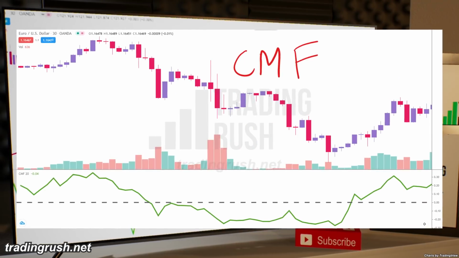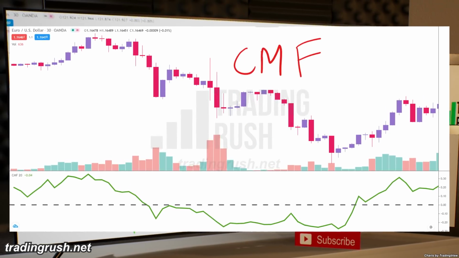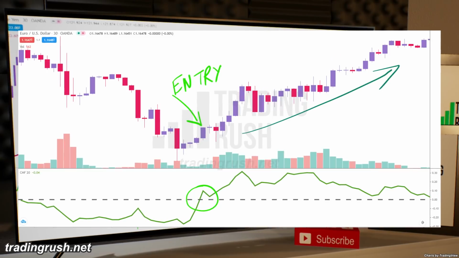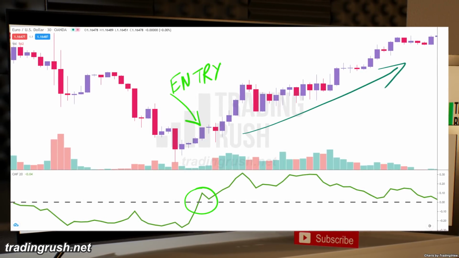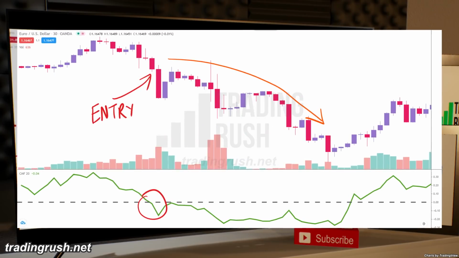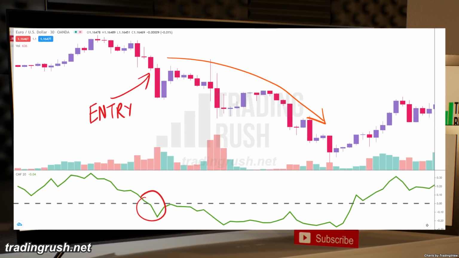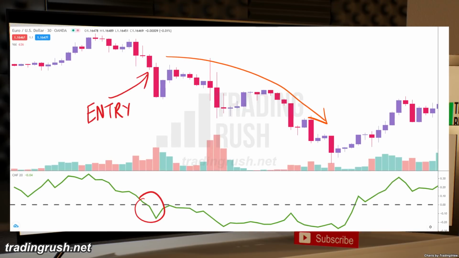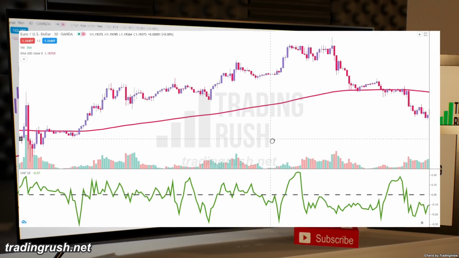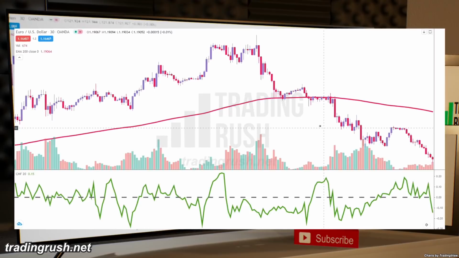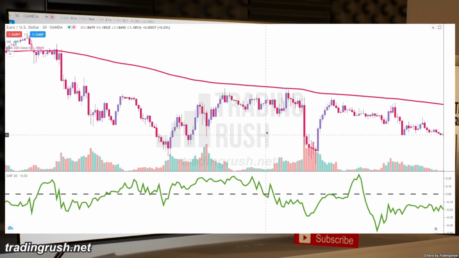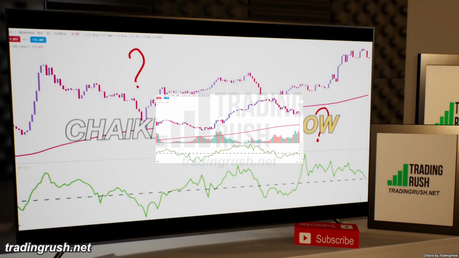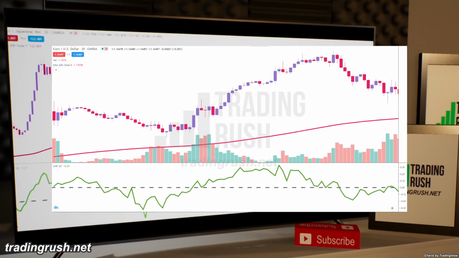So here's how the Chaikin Money Flow trading strategy works. When the Chaikin Money Flow line crosses above the zero line, it's a buy signal. Similarly, when the Chaikin Money Flow line crosses below the zero line, it's a sell signal. Also, it is a good idea to use it with a 200-period moving average to find the end of a pullback in a trend. So here's how the complete Chaikin Money Flow trading strategy goes.